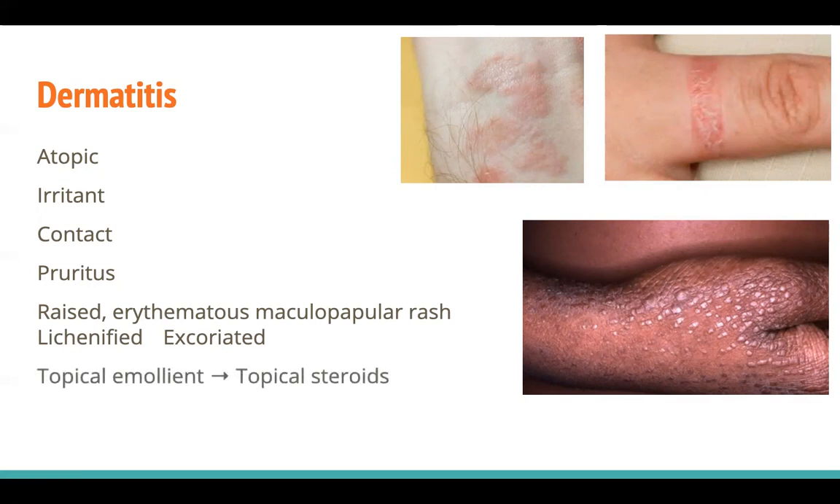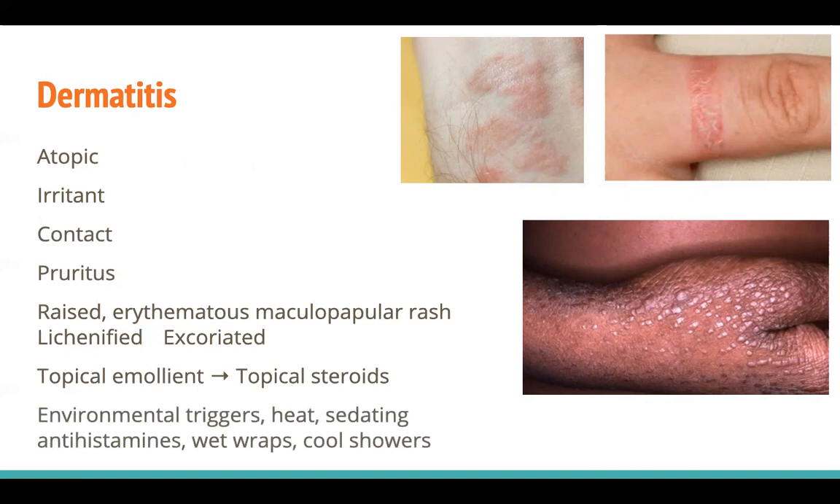And the treatment essentially varies. Initially, topical emollients, things like Hydromol, Diprobase, moving on to topical steroids if needed. You start off with hydrocortisone, then you've got Eumovate, Betnovate, Dermovate if needed. Oral steroids can sometimes be used.